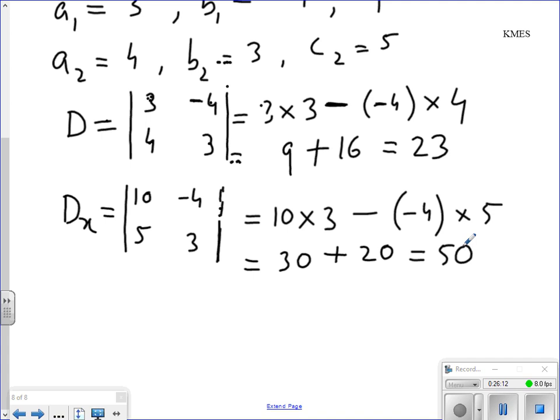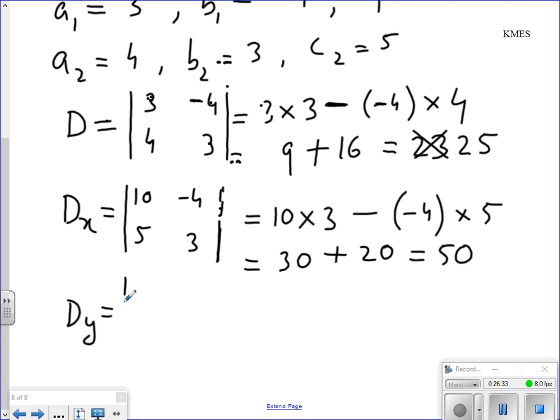Now just a small mistake over here. 9 plus 16 over here, by mistake we have written it as 23. It is 25. So 9 plus 16 gives us 25. So now we have got the value of dx. Then we have to find the value of dy.